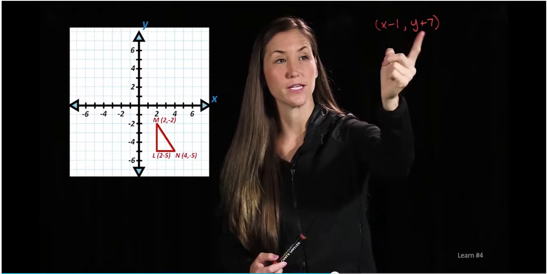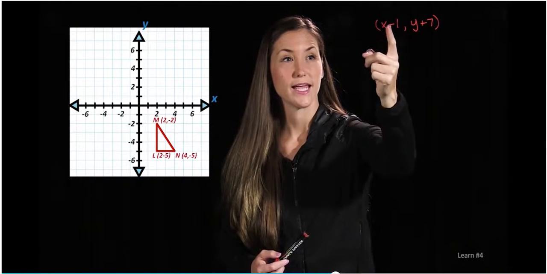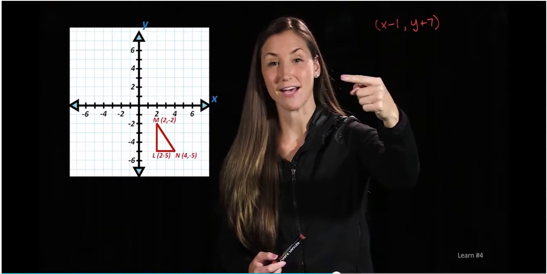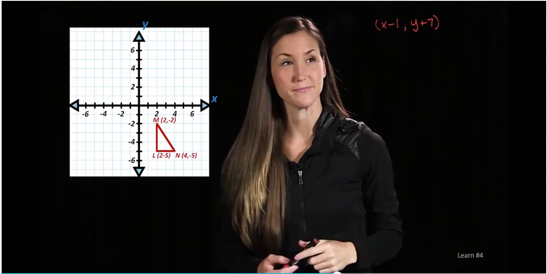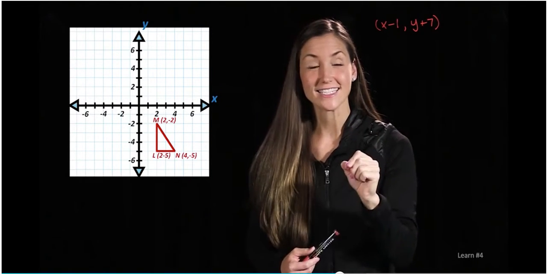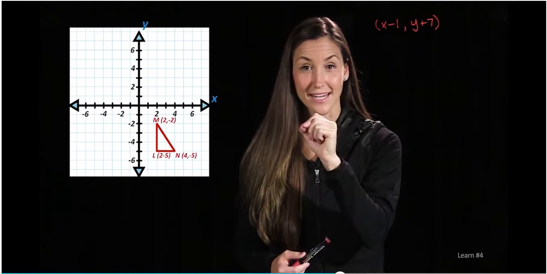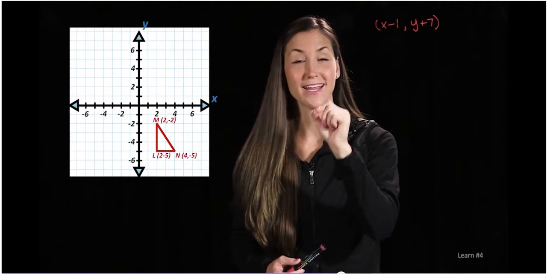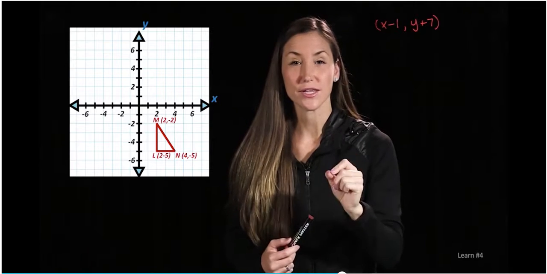And my x value is my x-axis, left and right. If it's negative, it's moving it left. If it's positive, it's moving it right. So because I have it on a grid, I can easily do this by counting over left 1 and up 7. But let's look at the points.